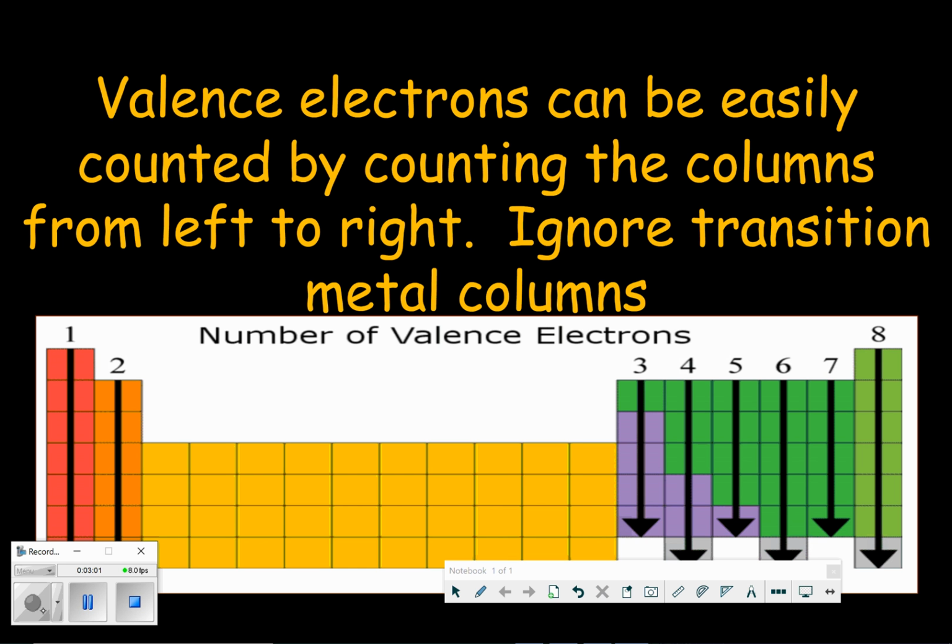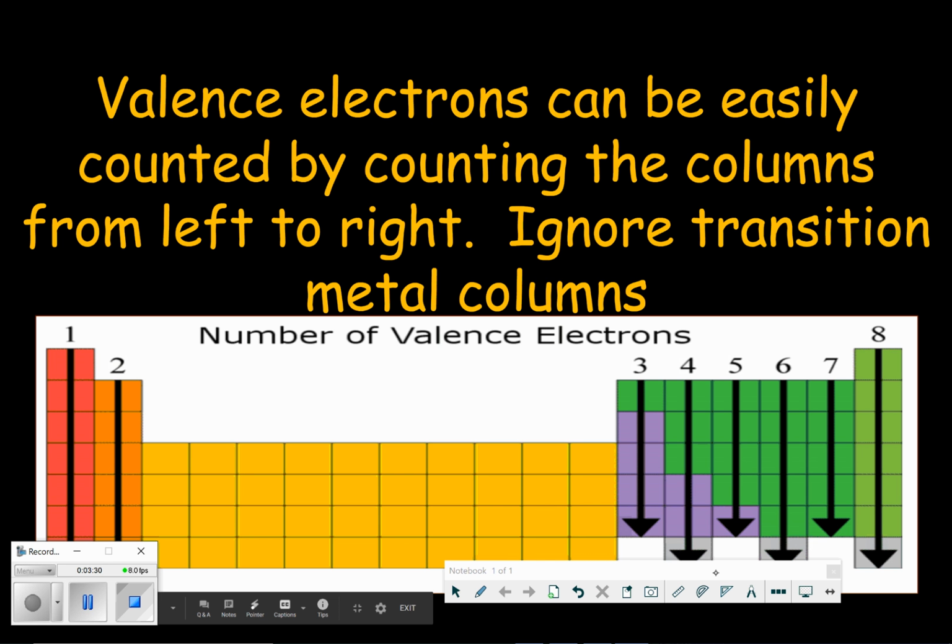Okay, valence shells can be easily counted by counting the columns from left to right. You ignore the transition metal columns, so ignore all the yellow ones. So again, anything in the first column has 1 valence electron. Anything in the second column has 2. Skip all of the yellow ones. Anything in the third column has 3 valence electrons.